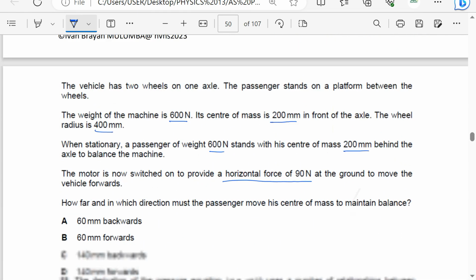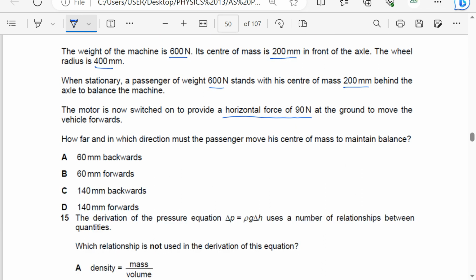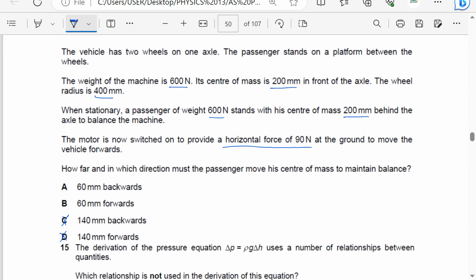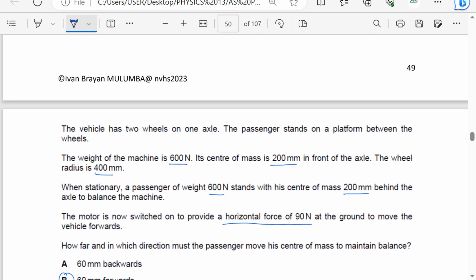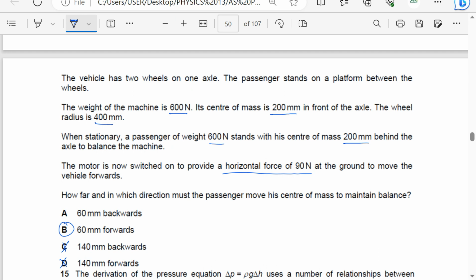So let's check the answers there. We ignore C and D. Now we have 60 millimeters. Is it 60 millimeters forward or 60 millimeters backward? Of course, I said 200 minus x, so that means it is forward. If I had got a negative answer, it would automatically be backward. So this is going to be forward, because I said 200, it was already standing 200 millimeters from the axle. So I said 200 minus x, which means it moves forward. The distance becomes smaller. So it is 60 millimeters forward.